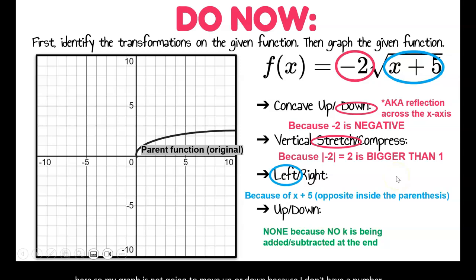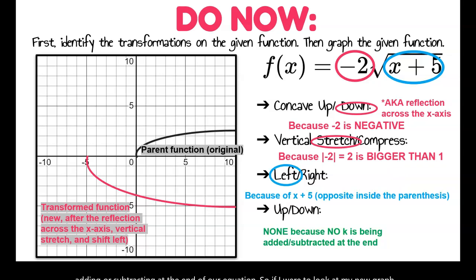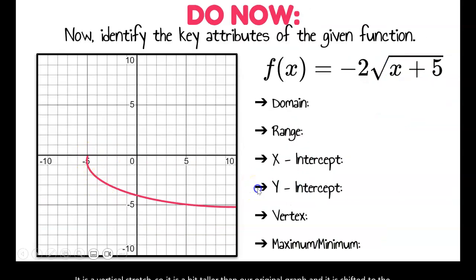So if I were to look at my new graph, it would look something like this. Okay, this is my new function. So it reflects across the x-axis. It flips upside down. It is a vertical stretch, so it is a bit taller than our original graph, and it is shifted to the left by 5.